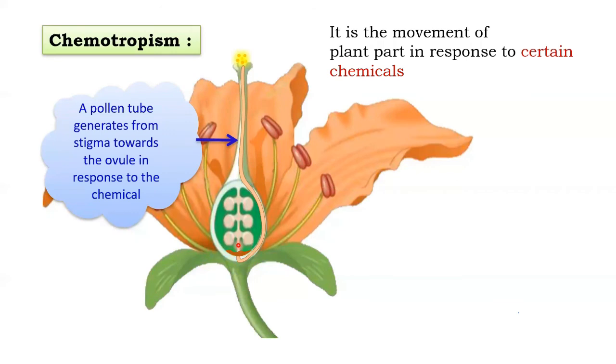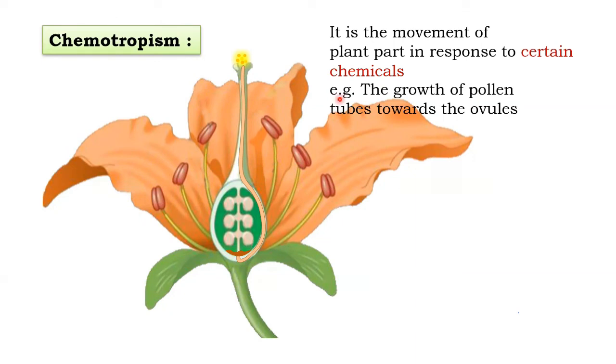And that is all because of the action of these chemicals, or the response to these chemicals, it is brought over there. I hope all of you have understood it, and because of this only, fertilization in plants can take place. Let's move ahead, let's move further. So the example of chemotropism is the growth of pollen tubes towards the ovule, which we have already learned.